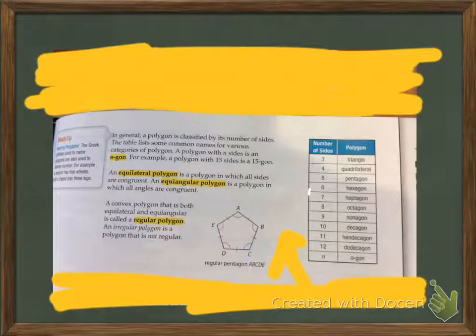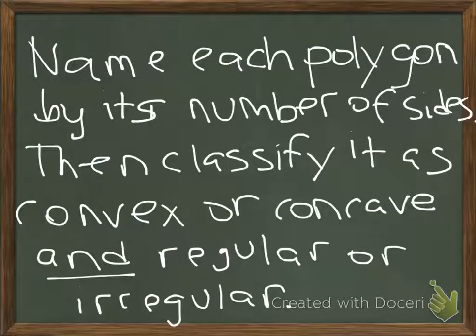pentagon. Okay, and then they have all the different types of polygons here, and notice they're based on the number of sides. So we're going to name each polygon by its number of sides, and then classify it as convex or concave, and regular or irregular.